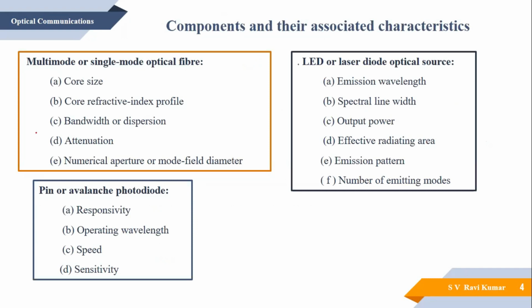Among these requirements, we need to consider components and their characteristics. Based on the type, we are going to have different characteristics. If you take multi-mode or single mode fibers, then you need to consider core size, core refractive index profile, bandwidth or dispersion, attenuation, and numerical aperture or mode field diameter, or simply spot size. Whenever you take an LED or laser diode as optical source, you must consider emission wavelength, spectral line width, optical power, effective radiating area, emission pattern, and number of emitting diodes. And at the receiver side, when you consider a pin diode or avalanche photodiode, you must consider responsivity, operating wavelength, speed, and sensitivity. All these parameters were already discussed in the previous units.